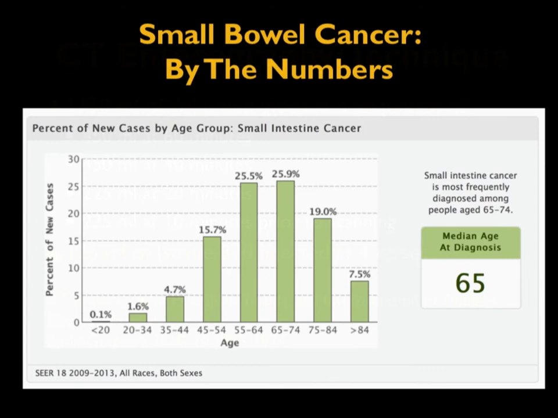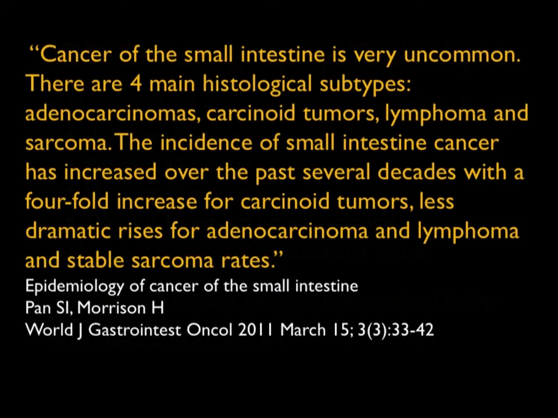You can see in terms of the mapping, it's an older person, but not necessarily that old, okay? And when you think about small bowel cancer in general, we talk about four tumors: adenocarcinomas, carcinoids, lymphomas, and sarcomas. And the incidence of small bowel cancer has increased fourfold for carcinoid tumors, with less dramatic increases over the past decade. Now, one of the reasons why we pick up carcinoid tumors more frequently now, maybe it's they're more frequent as tumors, but I think it's more the fact that we scan quickly, fast acquisitions, fast injections, and we're able to pick up small tumors.